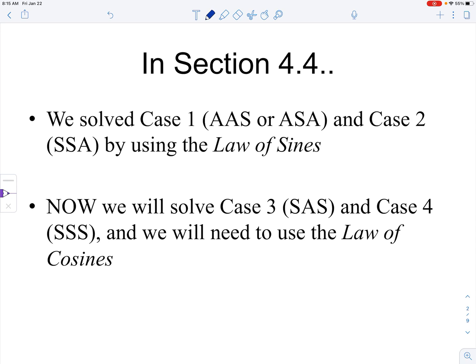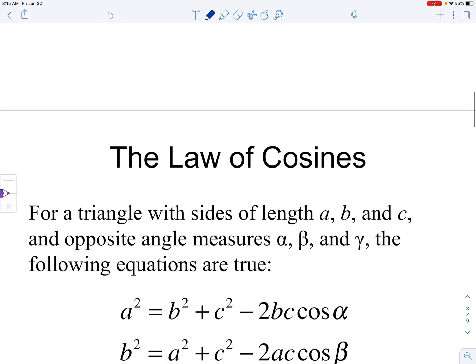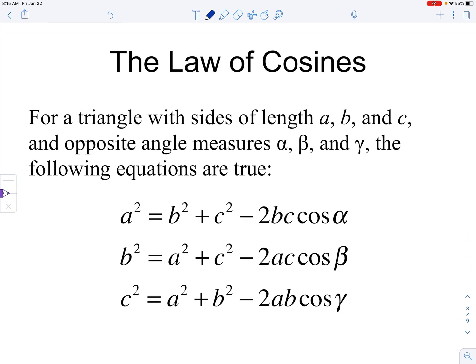So now we're looking at the remaining two cases: when you're given side, angle, side, and when you're given all three sides of a triangle. And we're using something called the law of cosines.